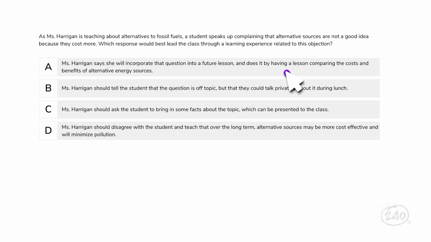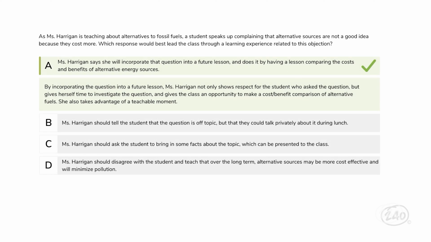By choosing choice A, incorporating the question into a future lesson, Ms. Harrigan not only shows respect for the student who asked the question, but gives herself time to investigate the question and gives the class an opportunity to make a cost-benefit comparison of alternative fuels. She also takes advantage of a teachable moment. So A is best. Nice. Let's tackle one more from this competency.